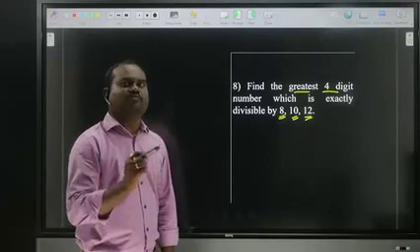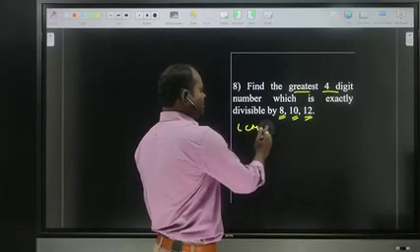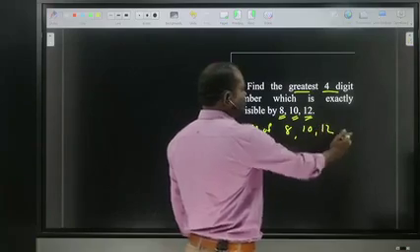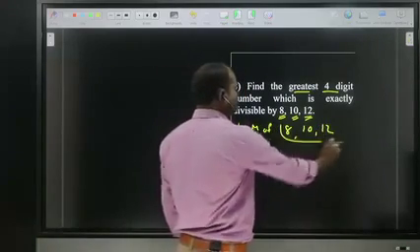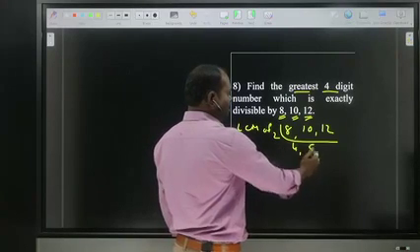So first of all we should find the LCM of 8, 10, 12. Okay? LCM of 8, 10, 12. Now, 2 4s, 5s, 6.